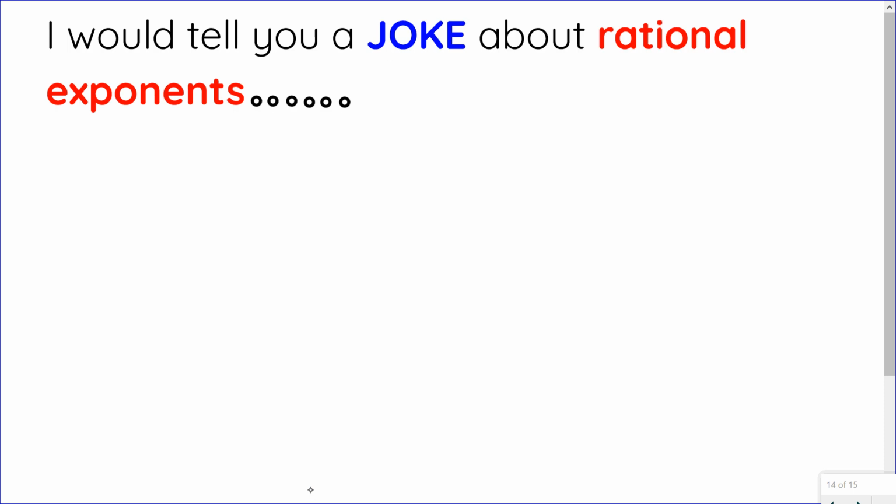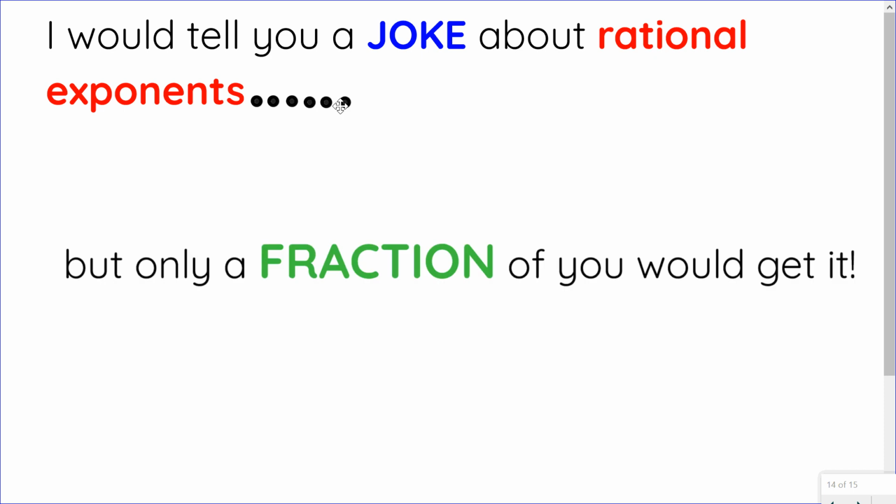So I wanted to end this lesson by telling you a joke about rational exponents, but only a fraction of you would get it. Get it? Rational, fraction, only a portion of you.